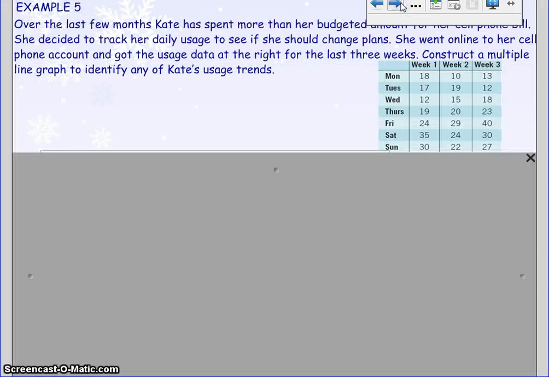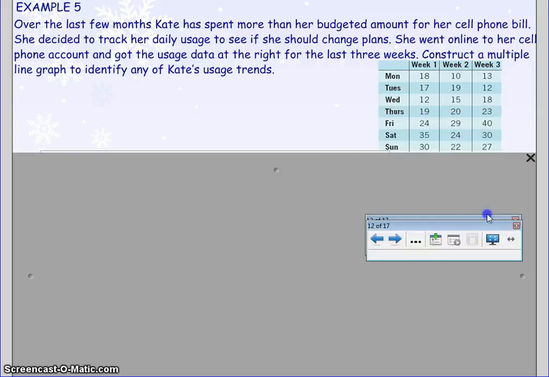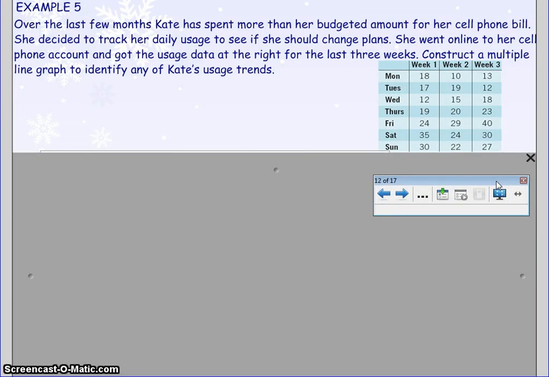All right, looking at example 5, it says, over the last few months, Kate has spent more than her budgeted amount. Let me move this out of the way here. More than her budgeted amount for her cell phone bill. She decided to track her daily usage to see if she should change plans. Very good idea. When you look at things and you see that maybe I'm not in the right plan, maybe it was the right plan for her when she got it, but it could be that things have changed and it's not right for her now.